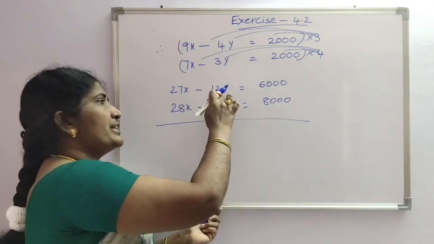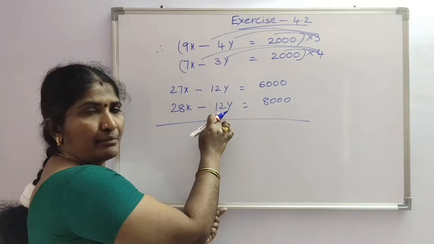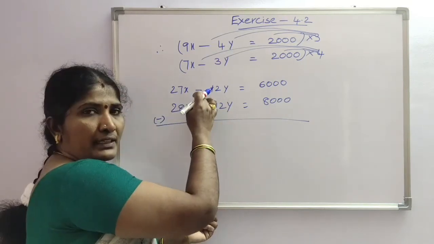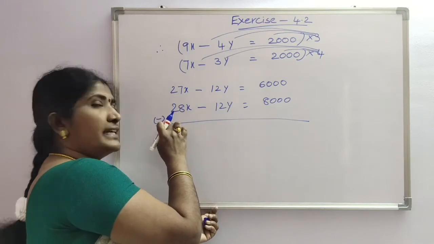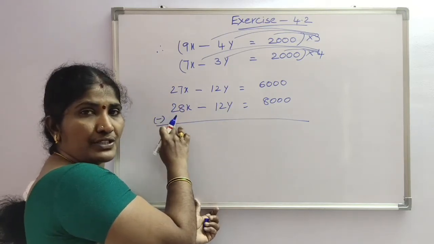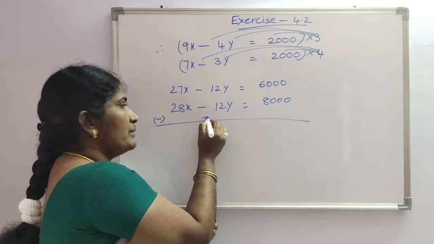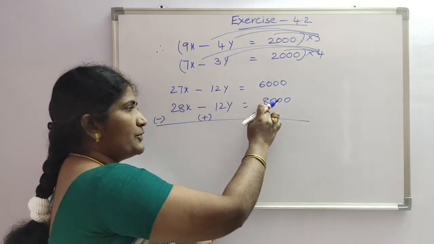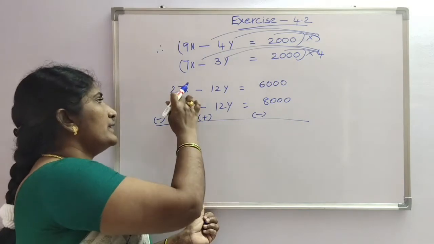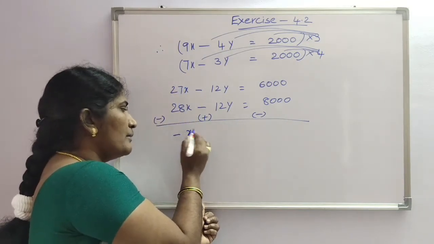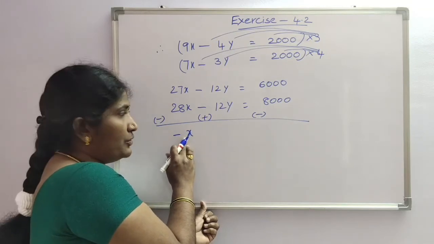Now observe the coefficients of y. Both are having the same, 12 and 12, but both are having the same symbols. Now subtract both equations. See, change the symbols. For subtraction, we have to change the symbols. Plus 28 becomes minus 28. Minus 12 becomes plus 12. Plus 8000 becomes minus 8000. Here 27 minus 28, that is minus 1, minus 1x. 1 no need to mention.